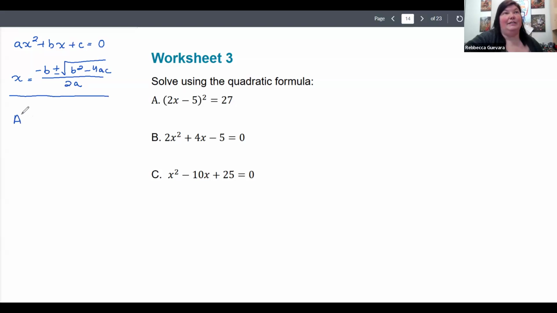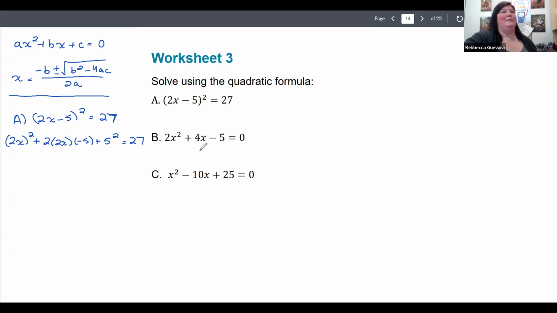So if I look at A here, we have (2x minus 5) squared equals 27. So if I take this as a square, if you remember the property, we get (2x) squared plus 2 times a, which is my 2x, times b, which is my minus 5, plus the b squared, so the 5 squared, equals 27. I'm just expanding a square.